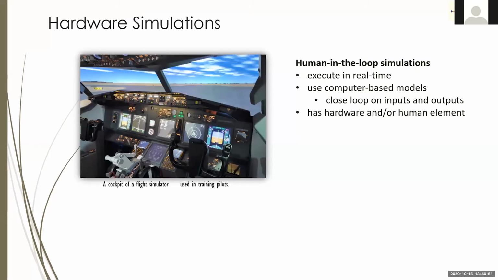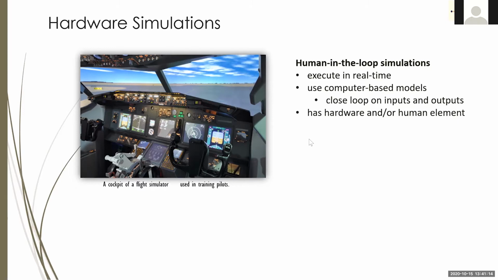Now, another example, we have hardware simulations. In these ones, we need a human in the loop. So hardware or human-in-the-loop simulations, they will execute in real time. You are using computer-based models, okay? And it has a hardware or a human element inside.